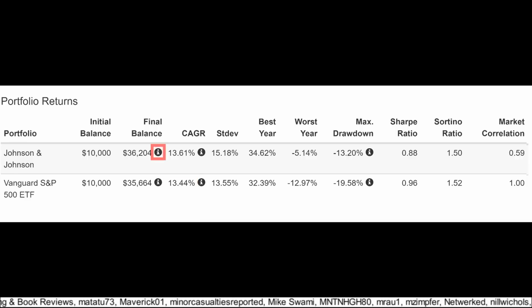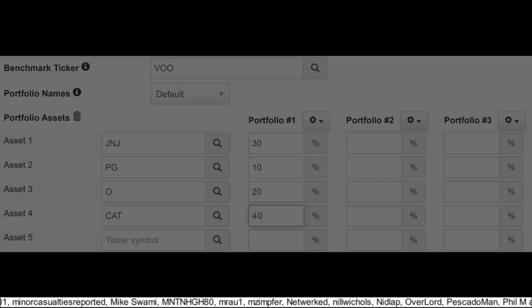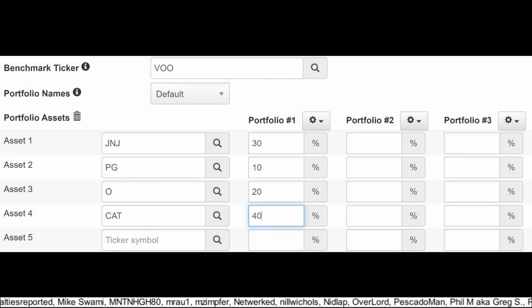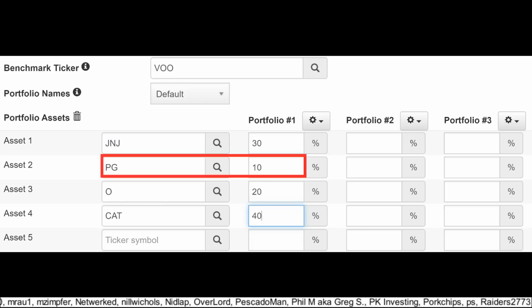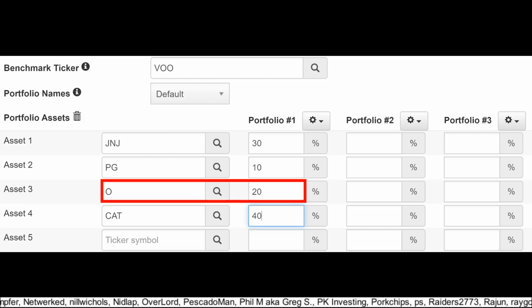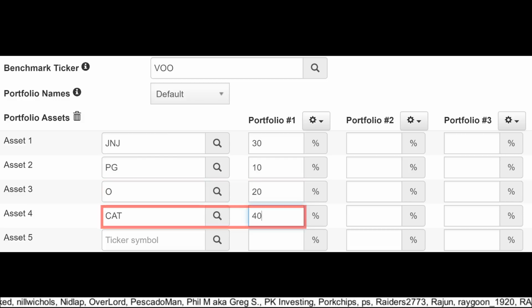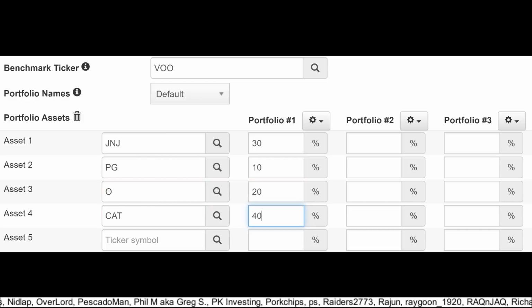You can also hover over the eye icon next to the final balance numbers and the CAGRs to see inflation-adjusted returns. Okay, now let's pretend that we want to model a portfolio that has 4 stocks in it to see how it did in the last 10 years. So let's put J&J at 30% of the portfolio, Procter & Gamble at 10%, Realty Income at 20%, Caterpillar at 40%, and we'll keep all the other options we had from before.